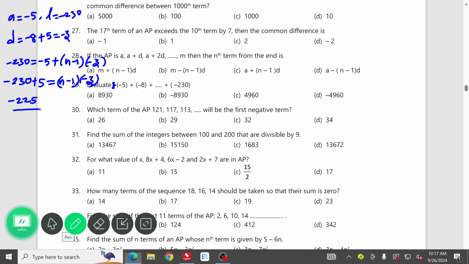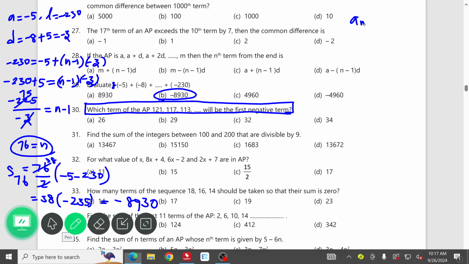Which term in the sense what? AN. But what do we have to find? N. Which term? How many terms? Number of terms? Find N. Everything is mentioned. Find N. Based on that, whether we have to use Sn or AN, we have to decide. Here, which term? So AN only we have to use.